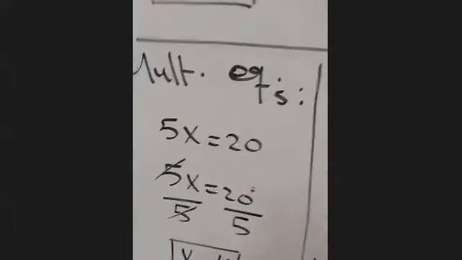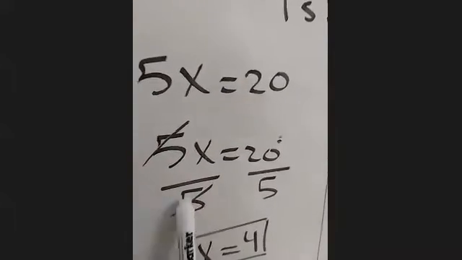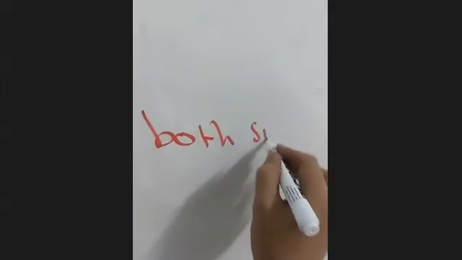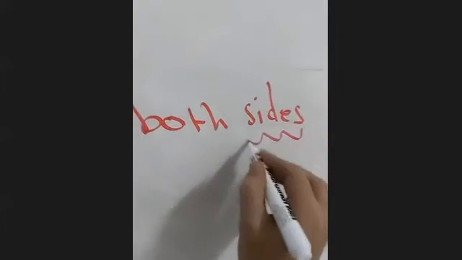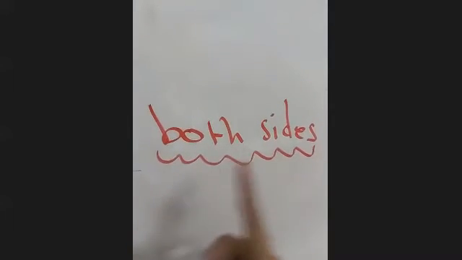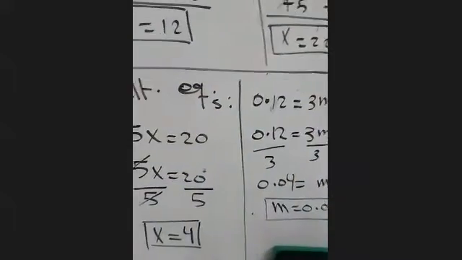Look here, Ibni. We divide on the coefficient on both sides. Both sides. Don't forget these two words in each type. Both sides, both sides, both sides. Always. Okay?